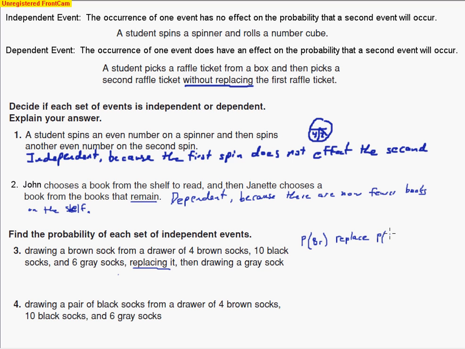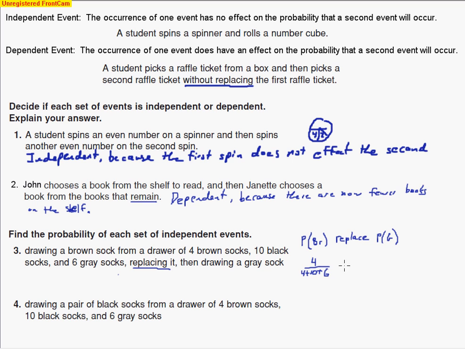A gray sock. Okay, so we're going to find the probability of the brown, which is 4 socks out of how many socks are there? Well, there's 4 plus 10 plus 6. So we've got 20 socks altogether.